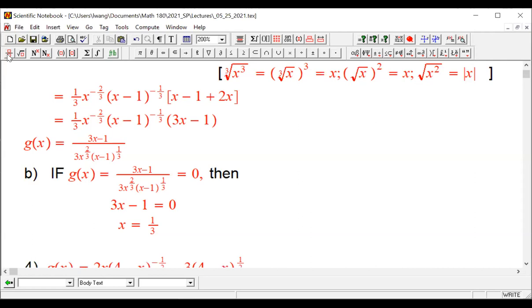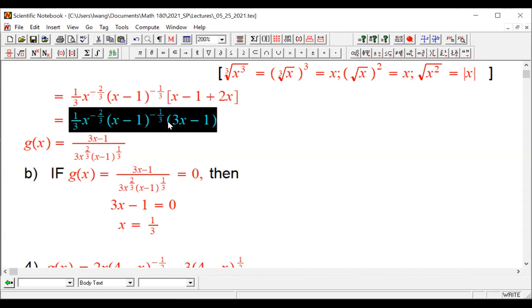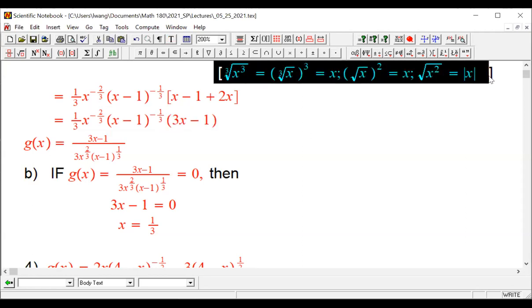99% of our students just have a hard time handling this. But now you got a tool. You got the rule of thumb, and you also have the conventional tool, like you just work with the root symbol. Be aware that this highlighted part I highlighted is very, very important for you to understand.